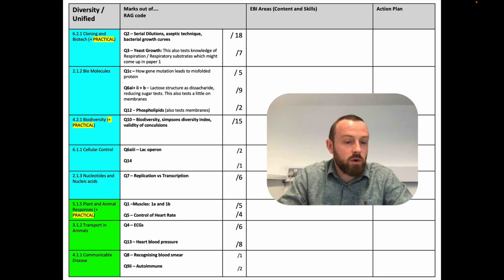I struggled to find past questions on cellular control, but I really think the stuff on the Lac Operon might come up in your actual exams coming up in a few weeks' time. And then there's the rest of the marks available. You can pause and have a look. So if you've done the paper, let's get going. And if not, I recommend do the paper and then come back to this video for the full run through.